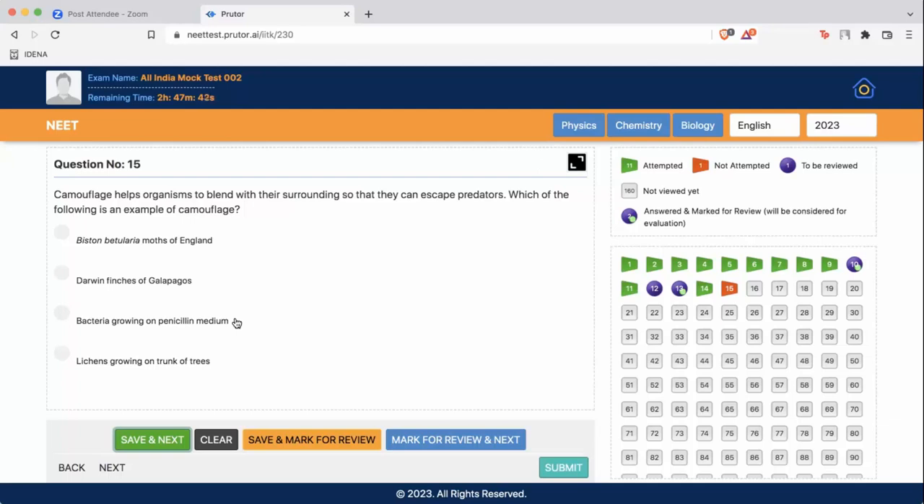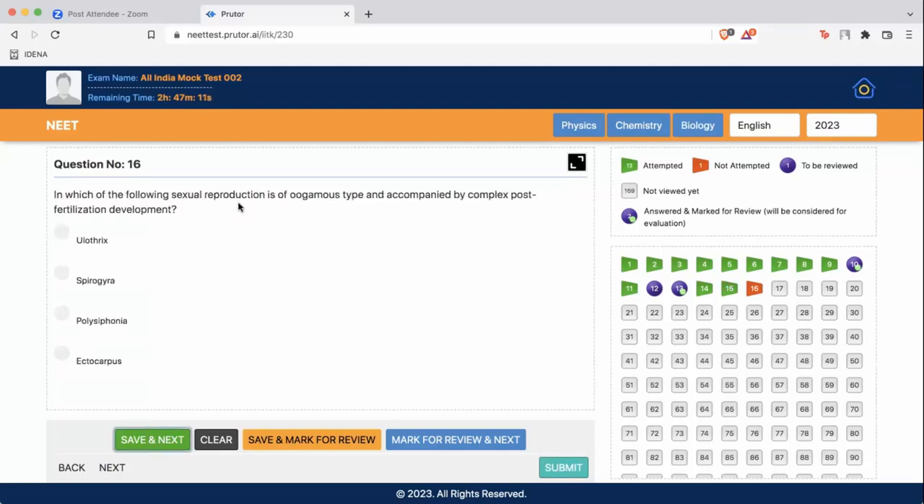Yeah, I think during industrialization they changed colors or something. Okay, but Biston betularia moths, I think they did, like in England, industrialization led to these moths becoming more darker colored, so as to hide with the lichens, which are dark.